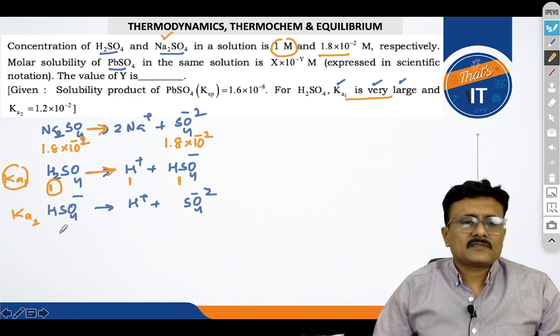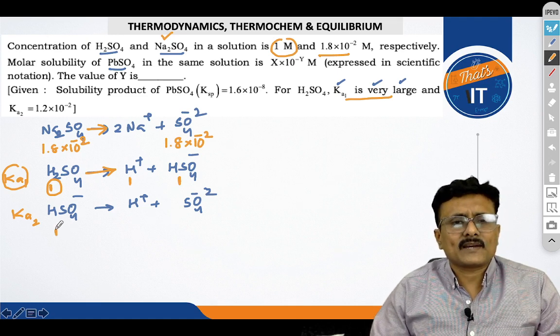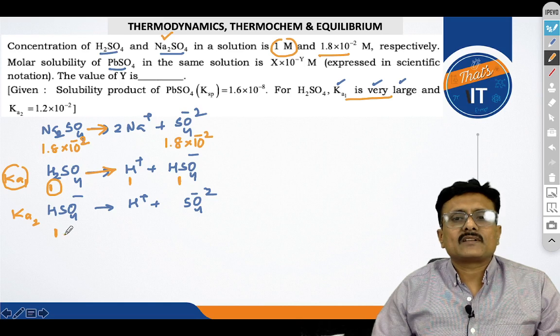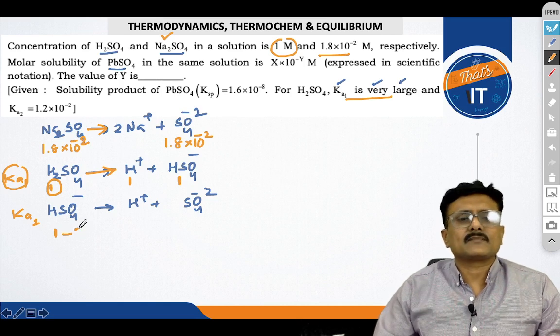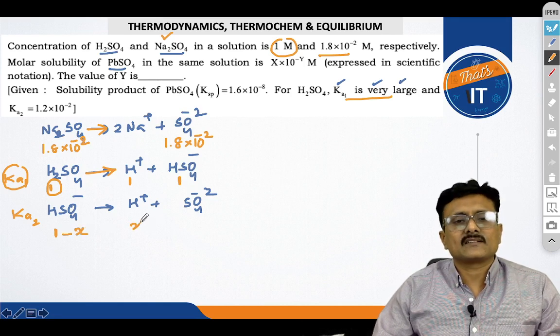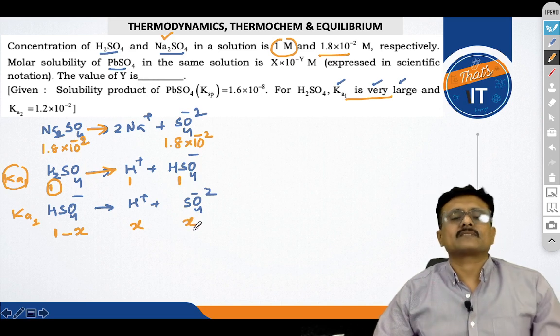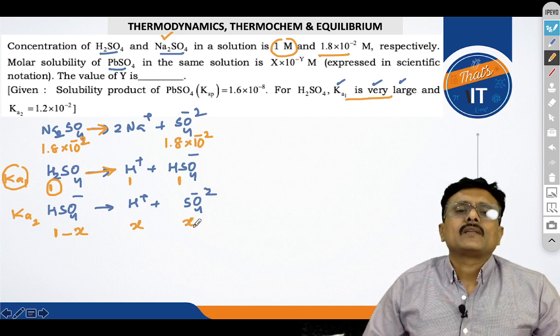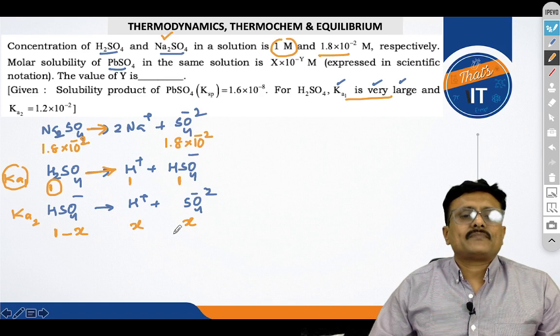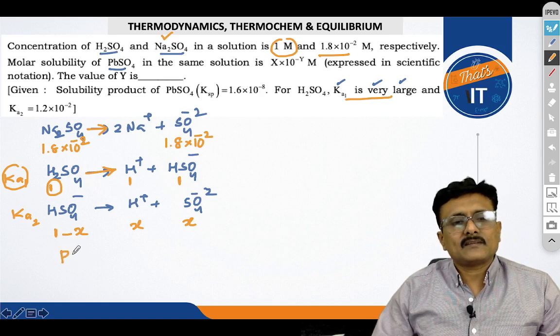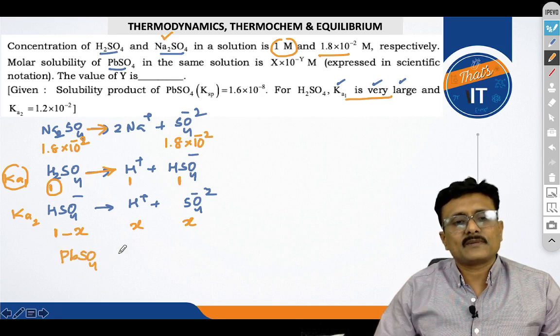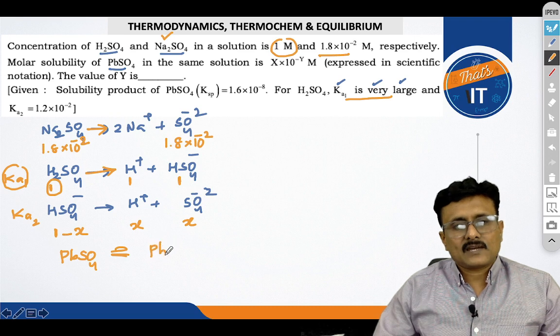Alright, now from this HSO4 minus, you can see some amount is getting dissociated. Let's say some X is dissociated in the subsequent equation. Alright, so you can see overall this is present in the aqueous solution of PbSO4. So actual solution is what?